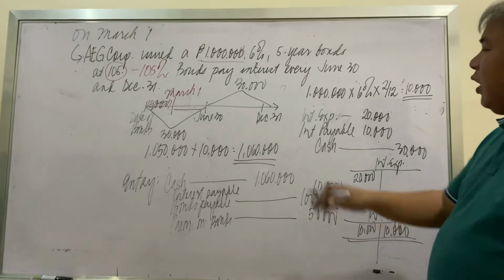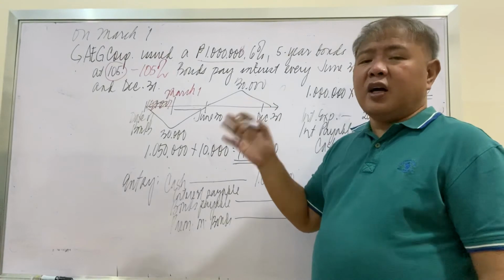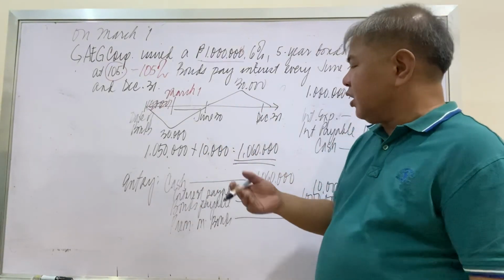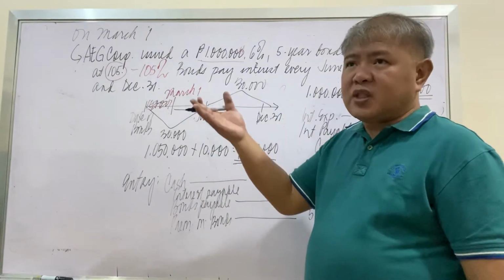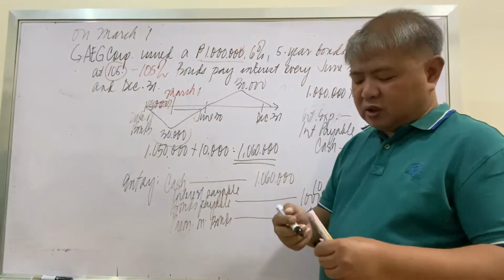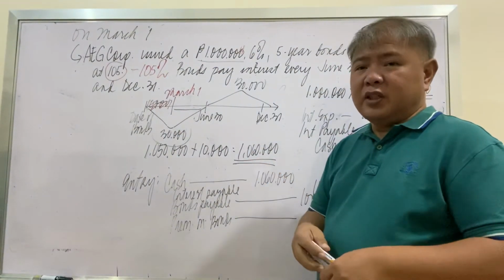Now, what will happen on December 31? When the company pays another interest to the bondholders or bond investors, they will just debit interest expense and credit cash for the whole 30,000 pesos. So you would see the effect is only on the initial payment of the interest.